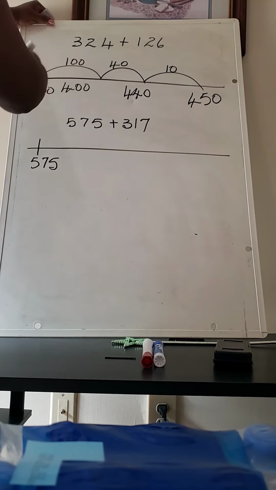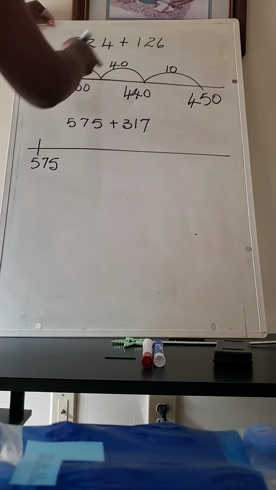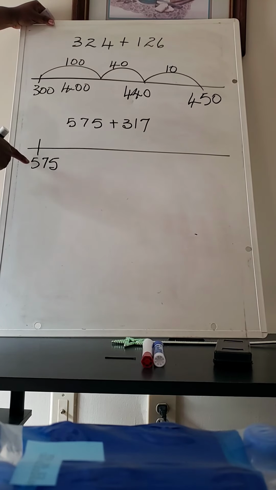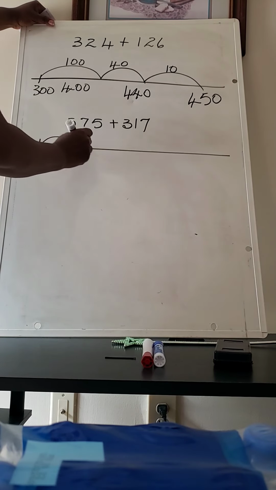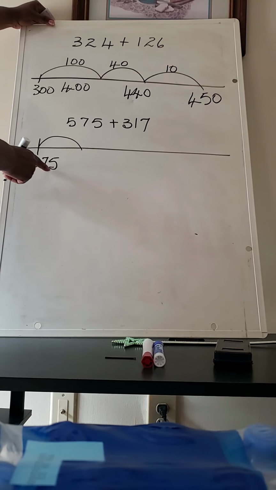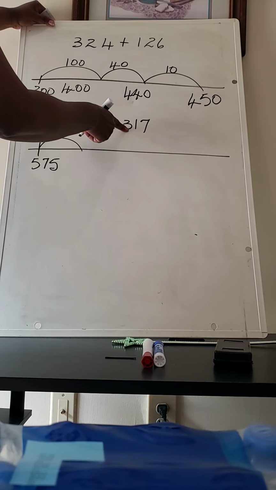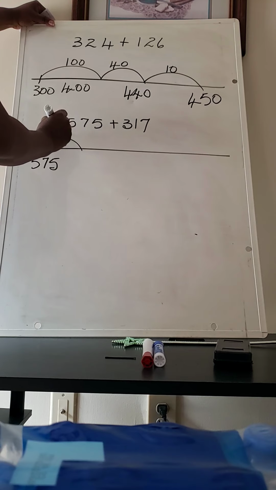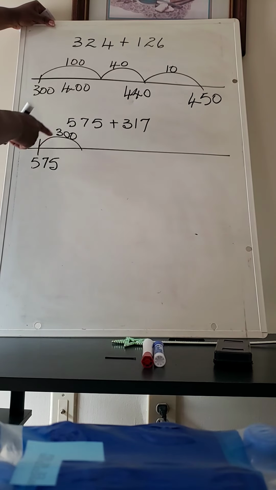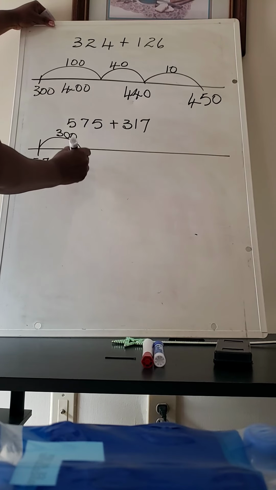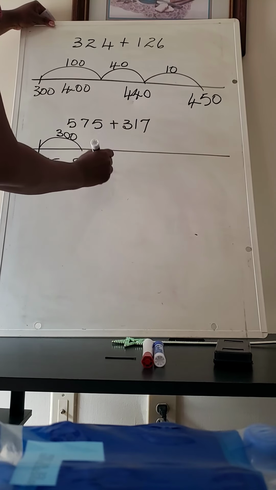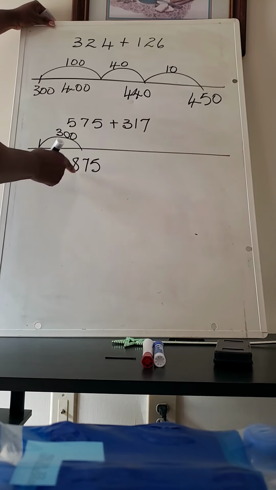Before, we broke it apart, 300 plus 100. This time we're starting with the entire 575, and we are going to add our 300 from this number. So we have 300, 5 and 3, 875. So we're finished with our hundreds place.